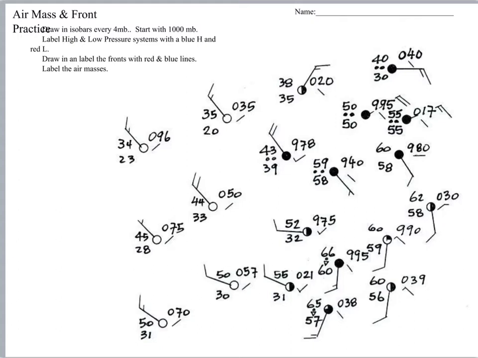Again, I said we're going to start at 1,000 millibars. So we're going to take a look. Remember the numbers in the upper right-hand corner. We're going to look for numbers around 1,000. If we can't find anything at 1,000, we can find a number that's greater than 1,000 and a number that's less than 1,000. And we're going to draw our isobar line in between.